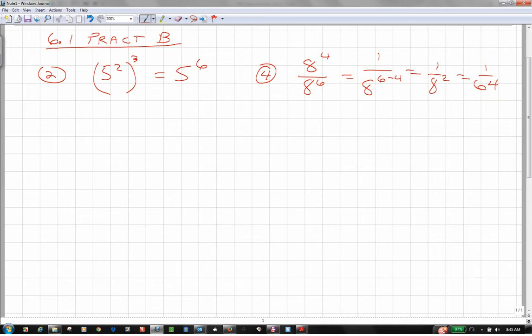Number 6 is 4 times 4 cubed over 4 to the 6th. So the numerator the exponents would add, so that would be 4 to the 4th, all over 4 to the 6th. Now the exponents will subtract, the largest exponent on the bottom, so that's going to be 1 over 4 to the 6 minus 4. That's going to be 1 over 4 squared. That's 1/16.